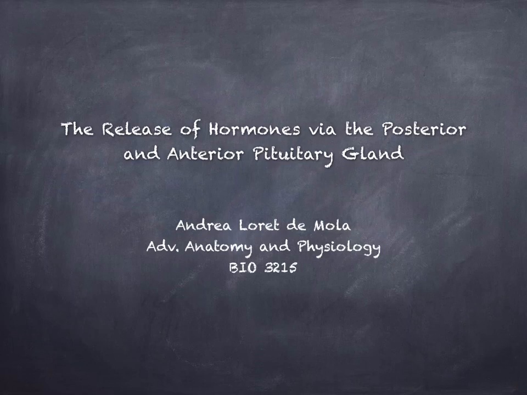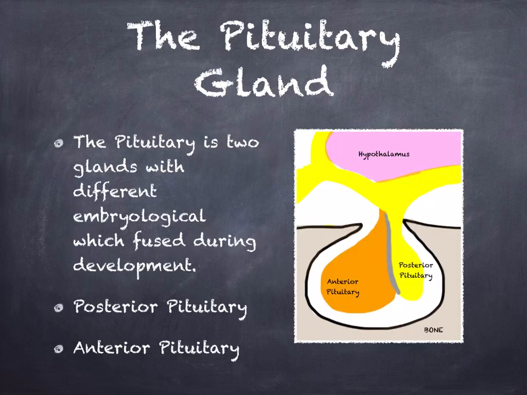Hey guys, I'm going to be going over the release of hormones via the posterior and anterior pituitary gland and how they specifically interact with the hypothalamus and how they communicate. So in my first slide, I'm just going to talk a little bit about the posterior pituitary gland and its anatomy. The posterior pituitary gland is two different glands that kind of merge together during development. And the two glands that merge together end up being the posterior and anterior pituitary gland.